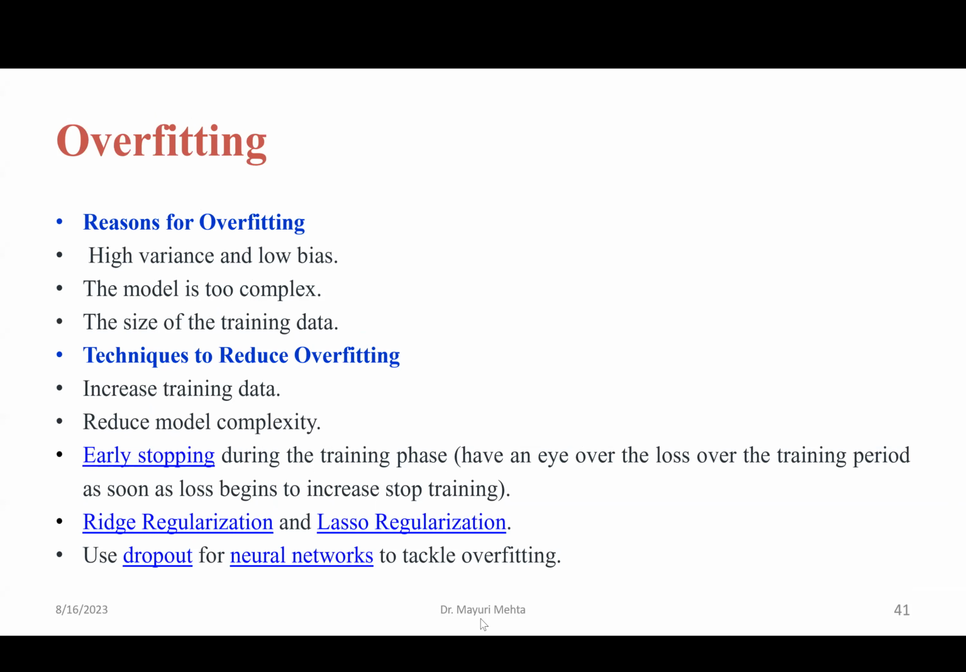The second technique is to reduce model complexity, because we have seen that one of the possible reasons why overfitting has occurred is that the model is too complex in its architecture. So we can reduce the model's complexity.